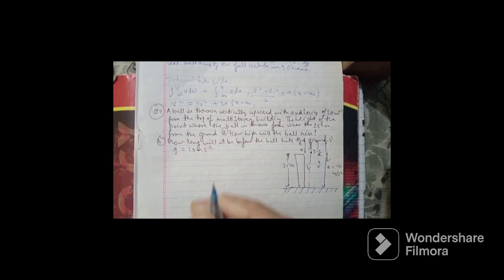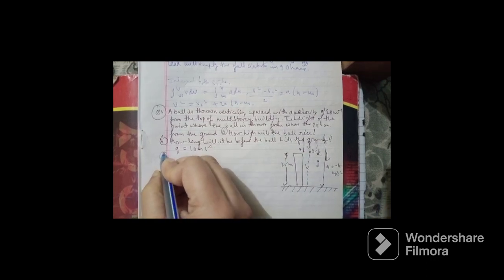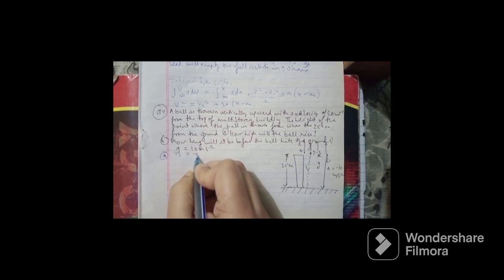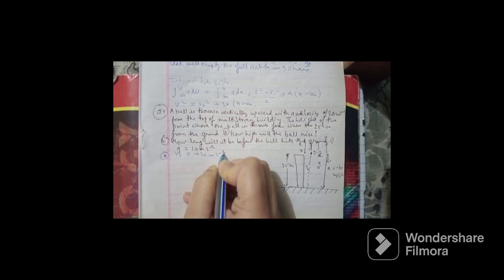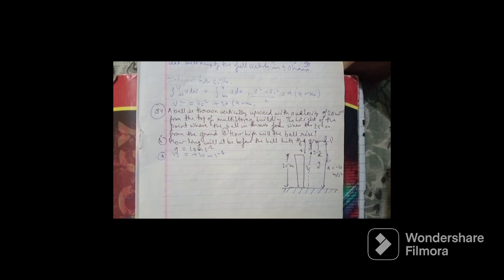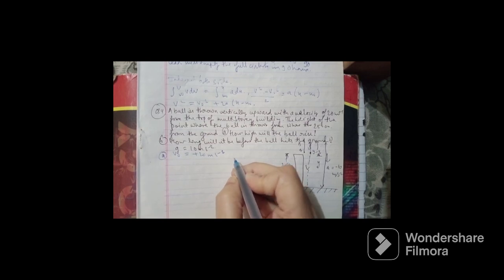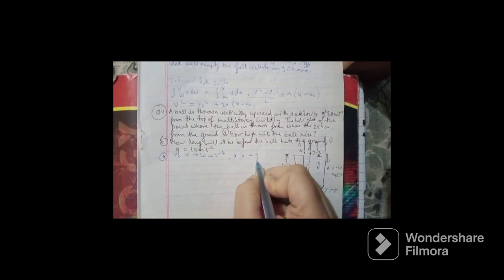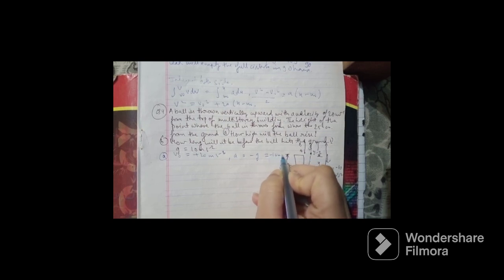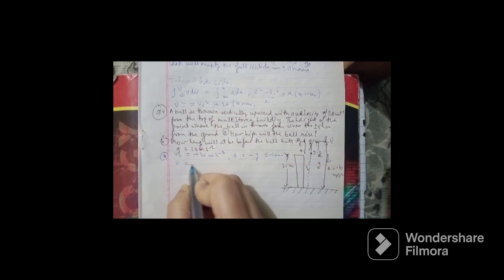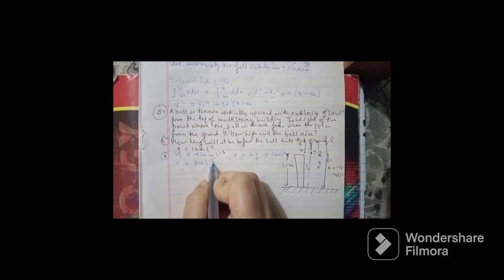So for that, let us take the y-axis in the vertically upward direction with 0 at the ground, as shown. Now v naught equals plus 20 m/s here. a equals minus g, which is minus 10 m/s². v equals 0 m/s.